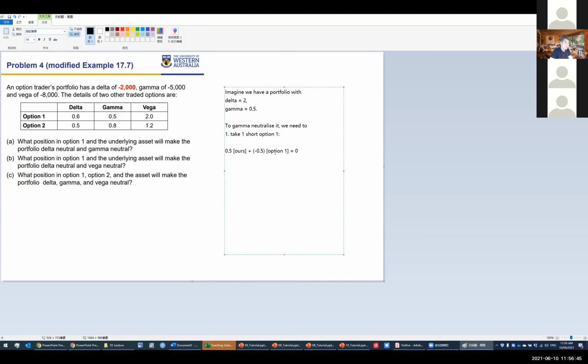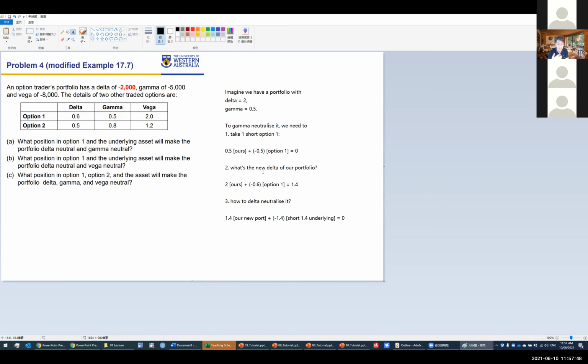Okay. And what is the new delta of our portfolio? Originally we have 2, plus, in this case, we take a short position in option one, plus minus 0.6. That gives you 1.4. So now how do we delta neutralize it? We need 1.4 plus something that gives us minus 1.4, which comes from shorting 1.4 of the underlying, equals zero. Easy. That's it.